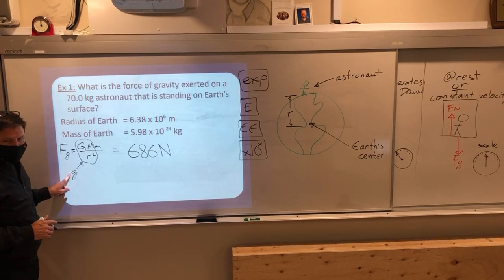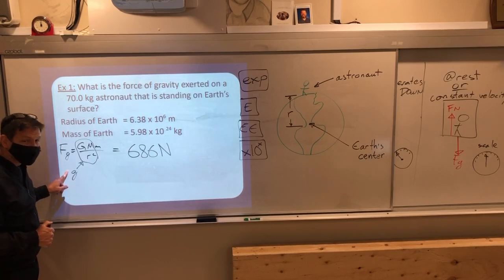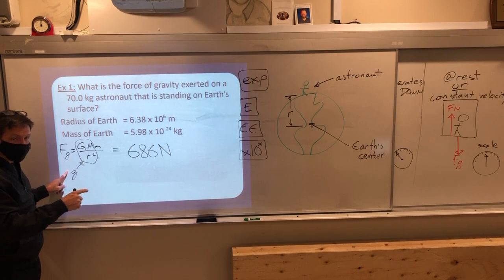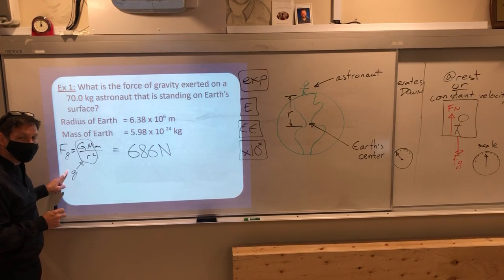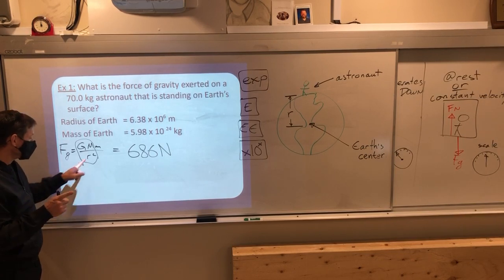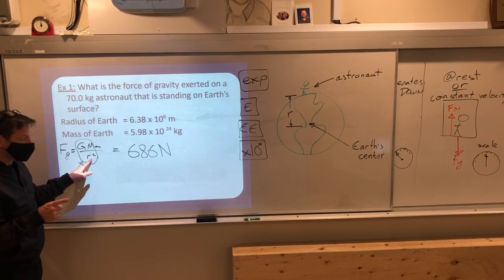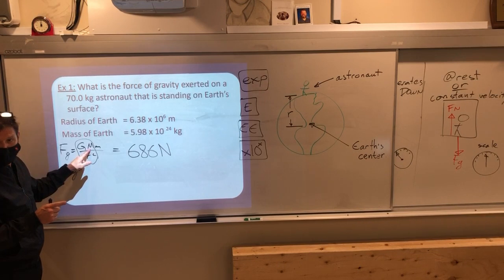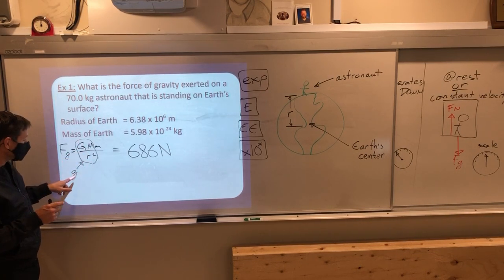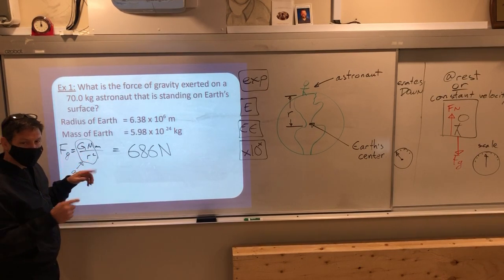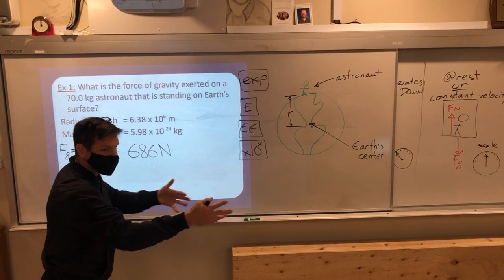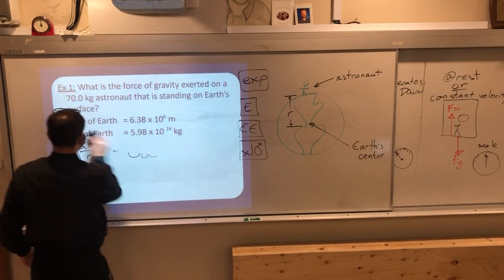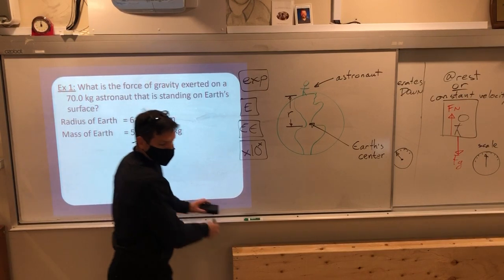Could you use this to figure out the acceleration of gravity on a different planet? Yes. What would you need to know? The radius of the planet. You need the radius, and you need the mass of the planet. But if you have those two things, you should be able to find that planet's 9.8. It'll be different, but okay. Try this.